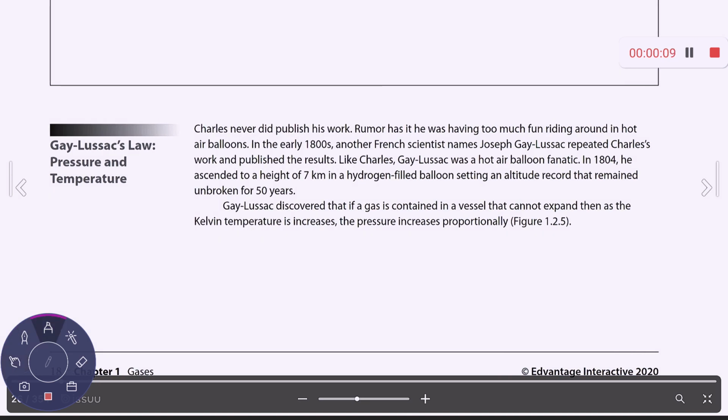Okay, so Joseph Gay-Lussac is the one that looked at the relationship between pressure and temperature. Make sure that your temperature is in Kelvin here. He discovered that if the Kelvin temperature increases, the pressure will also increase. So that means this is a direct relationship.